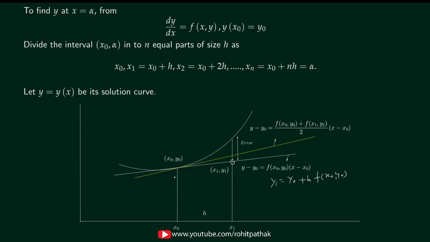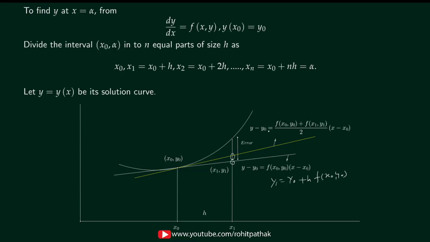This error can be reduced by replacing this tangent by another line of the slope as the average of the slopes at x0, y0 and x1, y1. So this is the new line with the slope [f(x0, y0) plus f(x1, y1)] by 2. So this yellow line is the new line. Instead of taking this tangent, we take this line. The estimate of y1 from this line is the point of intersection of x1 with this line. So this is the new estimate of y1, and we see that this is a better approximation to y1 as compared to that y1 we obtained in Euler's method. So here the error is reduced. So this is the idea.